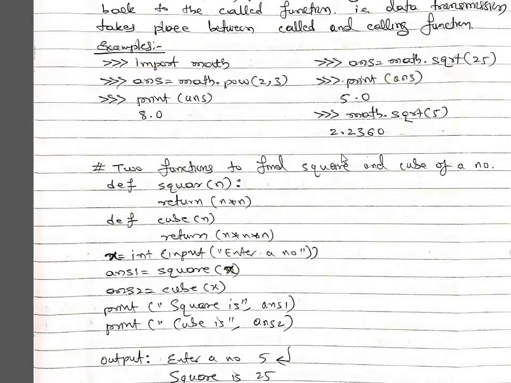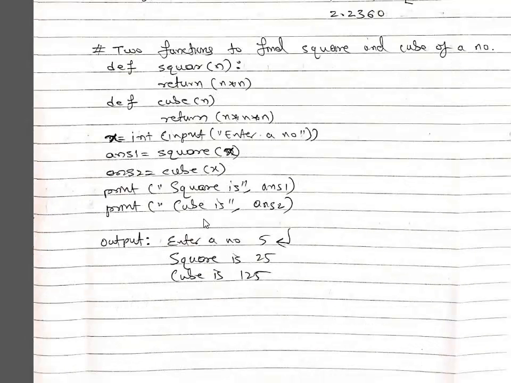See this example. And some more examples I have given in my notes too. Two functions to find square and cube of a number. This is a function. It takes one input, it returns square. This is another function. It takes cube and returns. Here one mistake I did here. A colon I have not given.